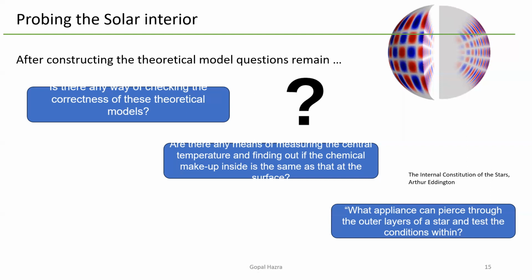It was very hot news in the newspapers at that time. Everybody was trying to answer whether the models being developed were correct, and what appliance can pierce through the outer layers of a star and test the conditions within. Even many scientists at that time thought that, before the discovery of helioseismology, we could never probe inside. That is the question I am also posing to you guys. Just think how we would do it. But eventually, in 400 years of our study, we have done some things, but there is much yet to do.